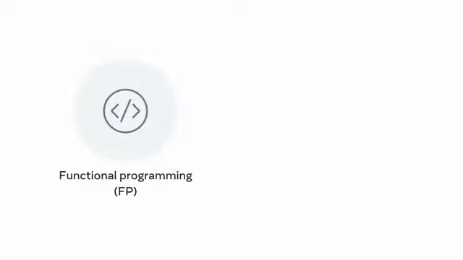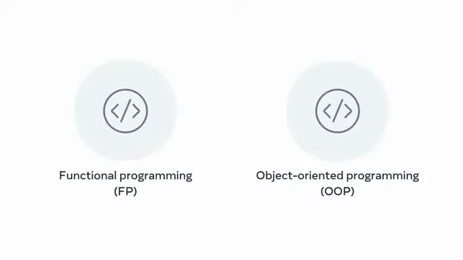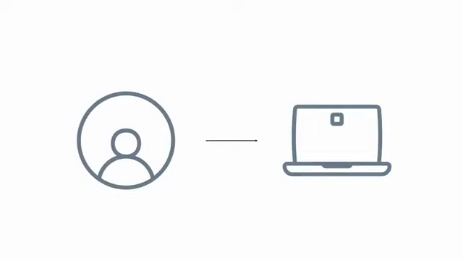In programming, there are two commonly used paradigms: functional programming, sometimes abbreviated as FP, and object-oriented programming, sometimes abbreviated as OOP. You can think of these paradigms as different approaches to writing code. But the result is still the same: instructing a computer to perform a set of operations.